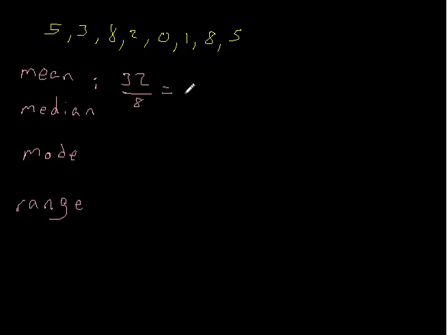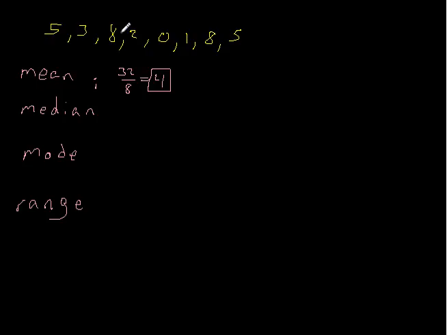I'm going to clean all this up a bit, rewrite it. So I end up with 32 over 8. Well, that equals 4. So my mean is 4. Okay, so now that I have my mean, I'm going to move on to the median.